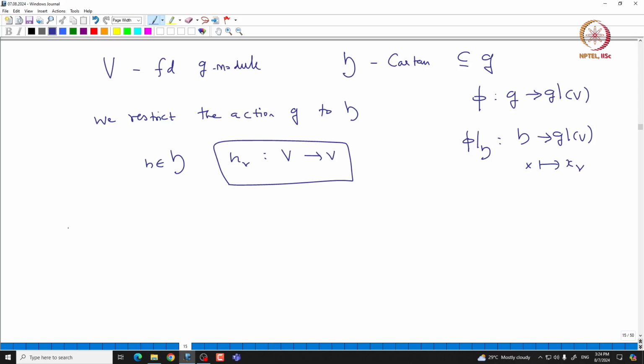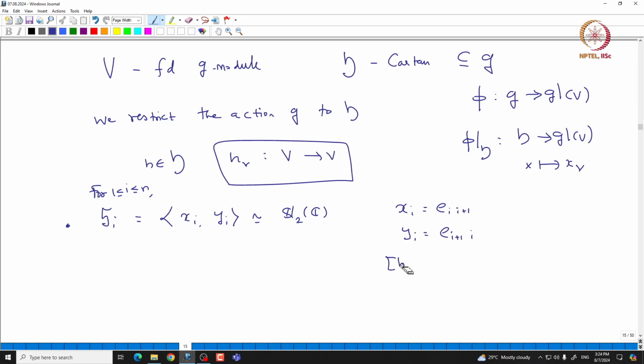Okay. So, recall that there is this natural subalgebra which is Si. This is generated by Xi and Yi, which is isomorphic to SL2 of C, and this is there for each i. Okay. So, what is Xi? Xi is given by E i, i plus 1 and Yi is given by E i plus 1, i, and the bracket Xi Yi is exactly equal to Hi, which is E ii minus E i plus 1, i plus 1.